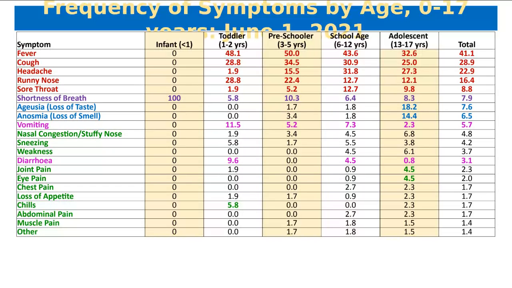Loss of taste and loss of smell is being manifested in the adolescents at a rate of 18% and 14% respectively. Vomiting is a predominant finding in the toddlers, the preschoolers, and the school-age children, those 3. Similarly, you have diarrhea presenting in the toddlers as well. And then you have a wide variety of other signs and symptoms, including nasal congestion, sneezing, weakness, joint pain, eye pain, chest pain, loss of appetite, chills, abdominal pain, muscle pain, and other symptoms.